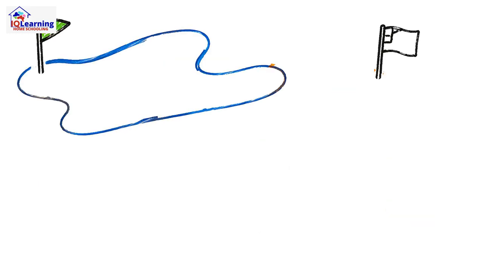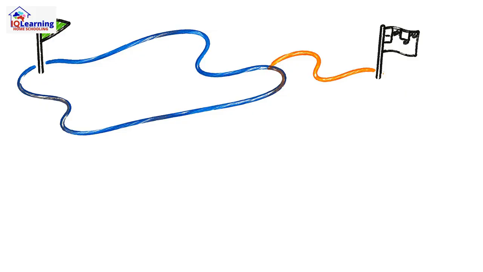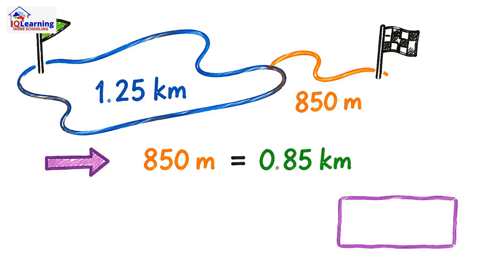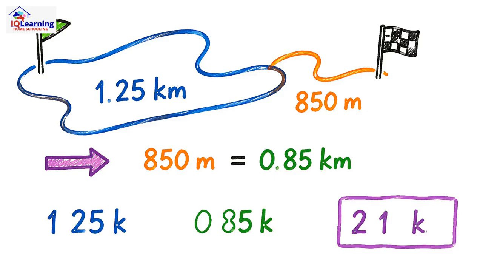Or what about a race with sections in both kilometers and meters? You can't just add 1.25 kilometers and 850 meters. The units don't match. The rule is critical. Convert everything to the same unit first. Turn 850 meters into 0.85 kilometers. Now you can add them up.